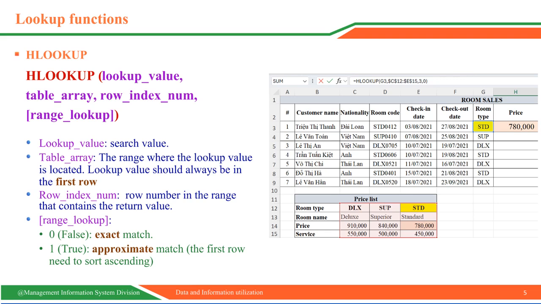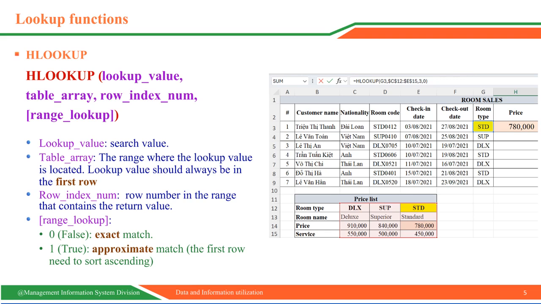Range lookup, the type of search, FALSE or 0 for an exact match, TRUE or 1 for an approximate match, rarely used, as it can lead to errors. Example, in a data table, to find the room rate for the first person, use the formula HLOOKUP G3, C12 to E15, 3, 0. Here, the first person's room type in G3 is STD. The function searches for STD in the range C12 to E15 and returns the value from the third row. The result is 780,000.